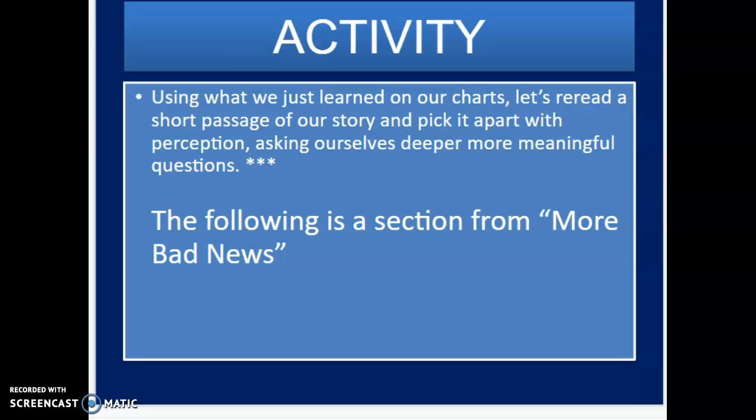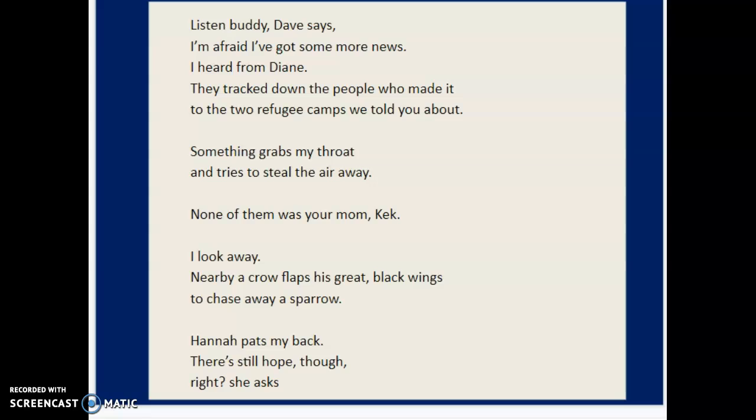So what we're going to do today is we're going to look back at another passage in Home of the Brave, and we're really going to pick it apart and try to see what the author was trying to do. So this next scene is from the chapter More Bad News. I'm going to read it to you on the next slide.